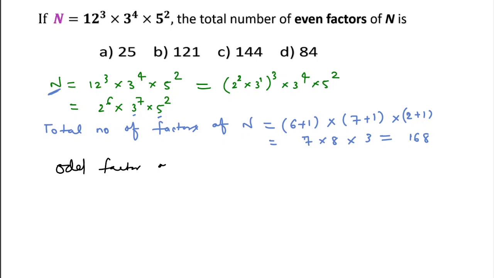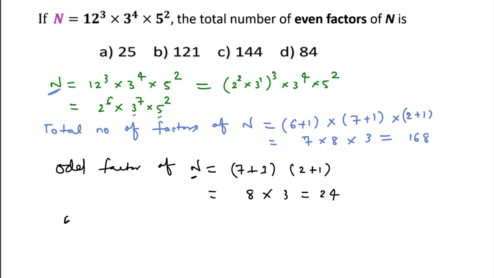That is, we can write here odd factors of n equal to 7 plus 1 and 2 plus 1. Why am I writing 7 plus 1? Because total factor of 3 will be 7 plus 1, and I am writing 2 plus 1 because it is the total factor of 5. Then this will be 8 into 3, that is 24. So odd factors of this n will be 24. So we have to find actually even factors.